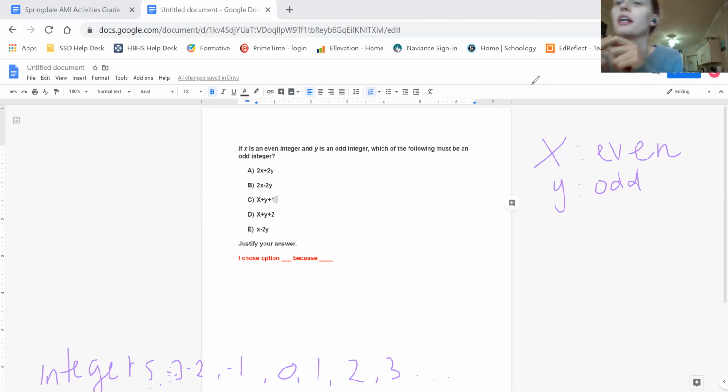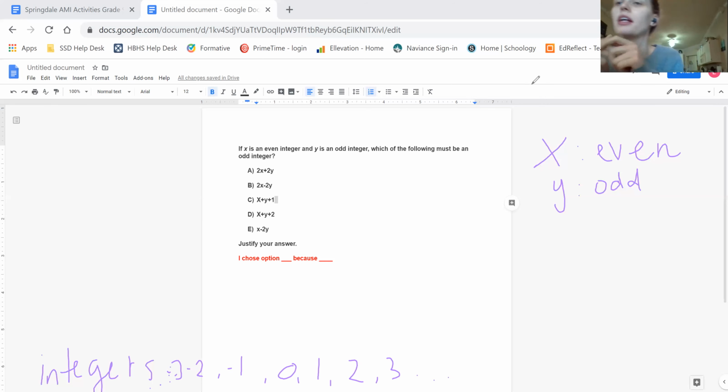So we're looking when x is an even integer. Evens are going to be like 2, 4, 6, 8. They're divisible by 2. Odds are not divisible by 2. So 1, 3, 5, 7, and so on. So when x is even and y is odd, it can be any even number, any odd number. Which one of these is going to end up being odd as well?